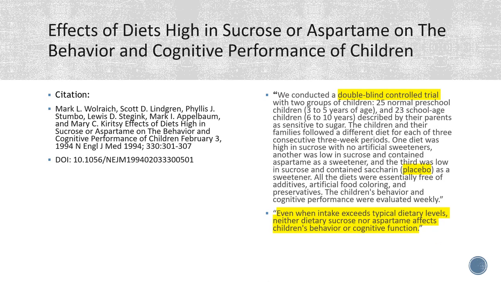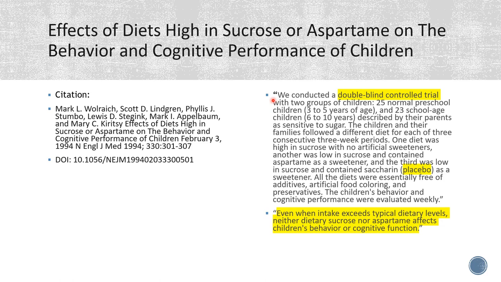All right, so now to the facts. This is one particular study called Effects of Diets High in Sucrose or Aspartame on the Behavior and Cognitive Performance of Children. Here's the citation for that. Some excerpts from the study: they said, we conducted a double-blind controlled trial. Remember from our discussion about scientific procedure, double-blinding means that neither the test subjects nor the researchers knew who had the sugar and who had the placebo.